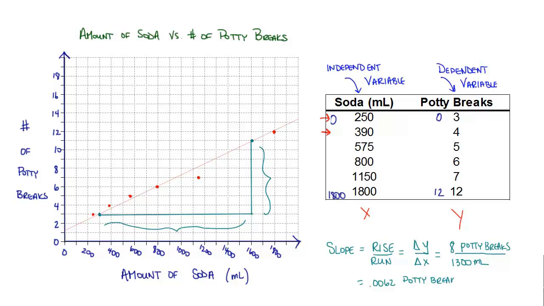And if you're wondering what to use as your unit, you need to use the same units that you used when you were figuring it out. So you had 8 potty breaks over 1300 milliliters. So my unit will be potty breaks per milliliter. And this is how you calculate the slope of any best fit line. If your line is going down, is a downhill line, you're going to have a negative slope. And if your line is going uphill, you're going to have a positive slope. So this is a positive slope.